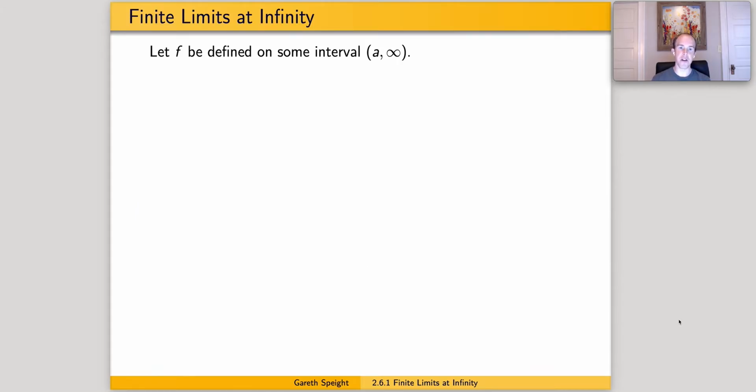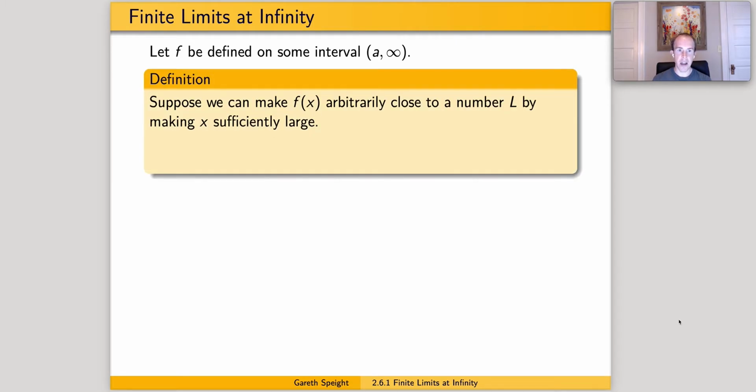So let's assume that we have some function f which is defined on an interval from a to infinity. So all we're saying here is that f is defined for all sufficiently large values of x. So say it's defined for all x bigger than 3 or x bigger than 100 or x bigger than 1,000 or whatever. We don't care about small x, we just care that it's defined for large x. So before, remember, we used to say that f is defined close to a. Now close to infinity doesn't make any sense, but we're saying f is defined for all sufficiently large values of x instead. And let's suppose we can make the function f of x as close as we like to a number L by making x sufficiently large.